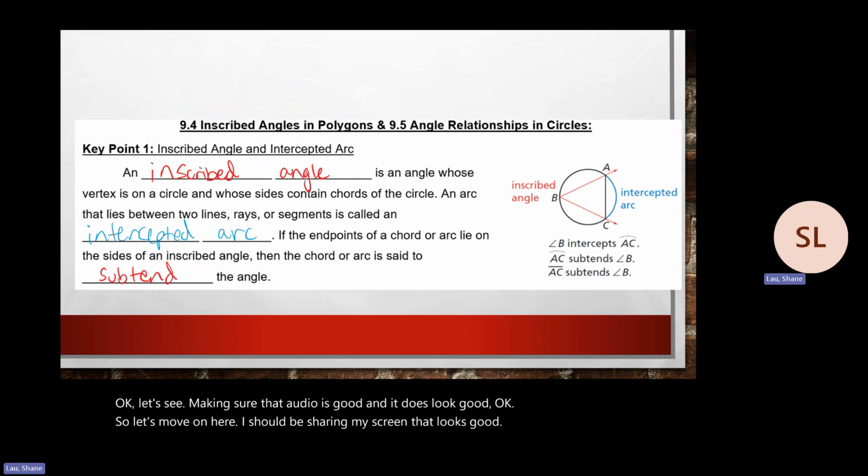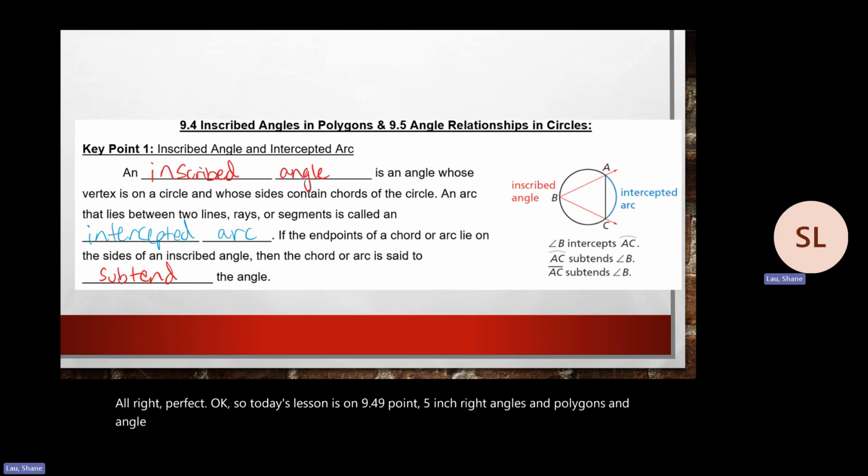Okay, so today's lesson is on 9.4, 9.5, inscribed angles and polygons, and angle relationships in circles. So you can go ahead and just take your time and put all those notes in.